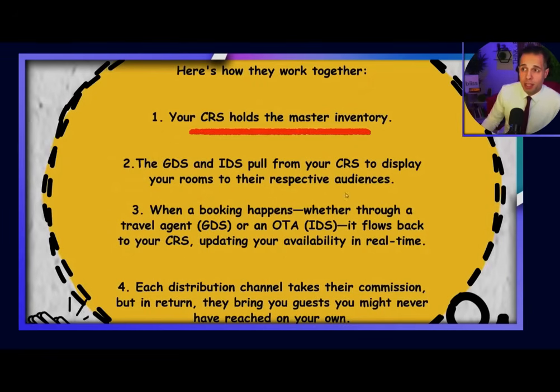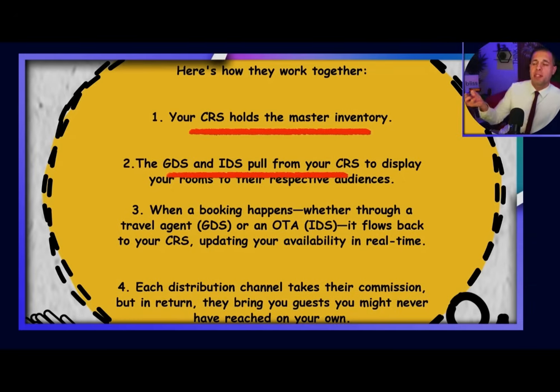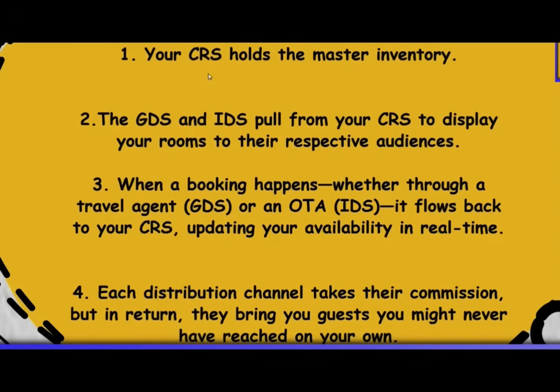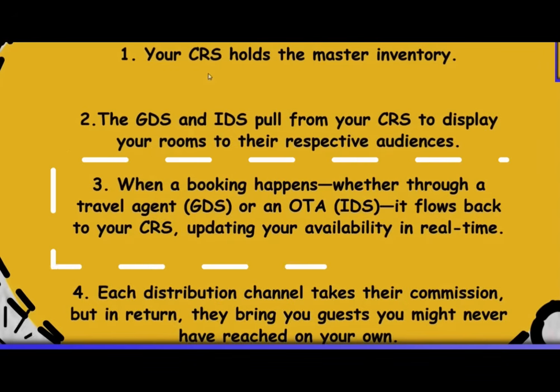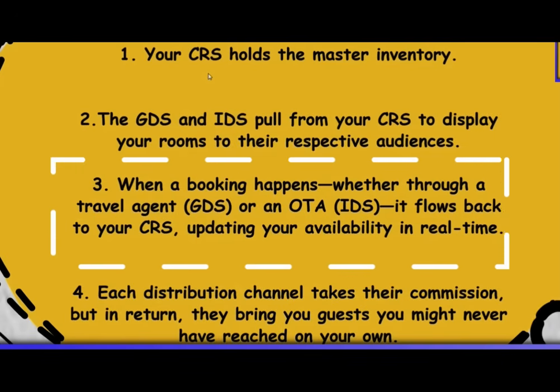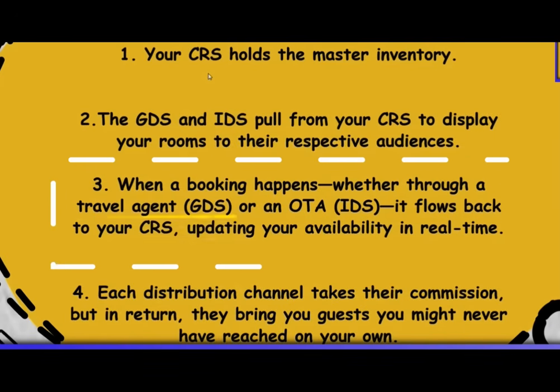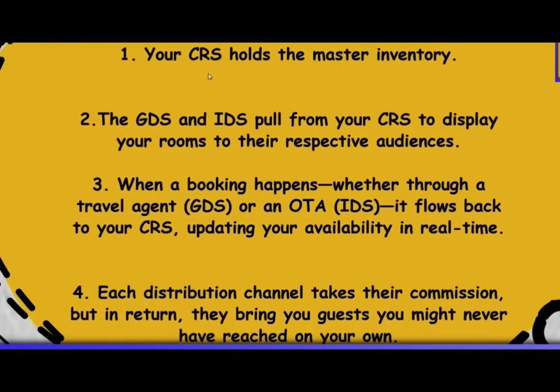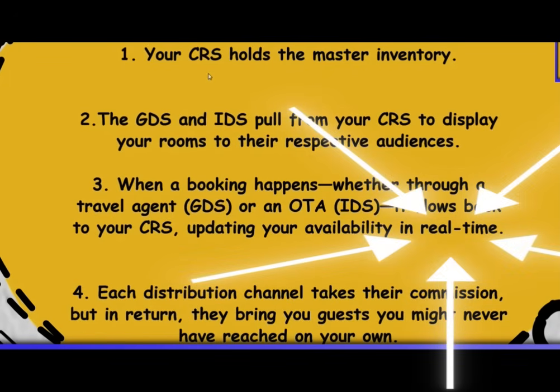So here's how they work together. Your CRS holds the master inventory, and then the GDS and IDS pull the information from your CRS to display your rooms to their respective audiences. And when a booking happens, whether through a travel agent's global distribution system or through an OTA like Expedia via the IDS, it flows back to your central reservation system through Opera PMS, updating your availability in real time without you having to speak or do anything.